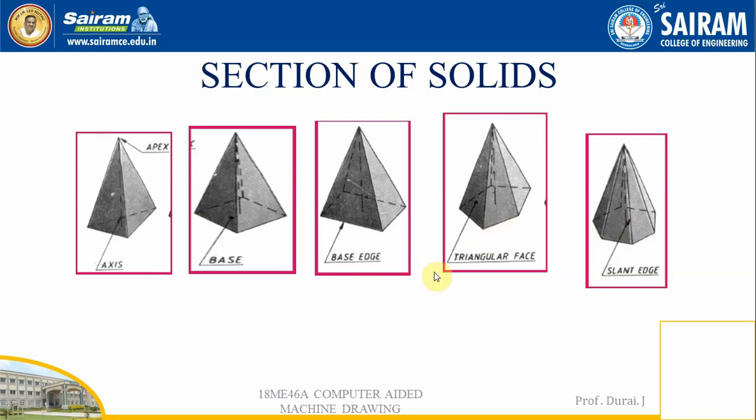You already know that a prism is connected by the same type of polygon from top to bottom, but in a pyramid the bottom has a polygon that is connected to a single point. In the prism we get rectangular shapes on the sides, but in the pyramid we get triangular shapes. So these are all the things you have to remember.